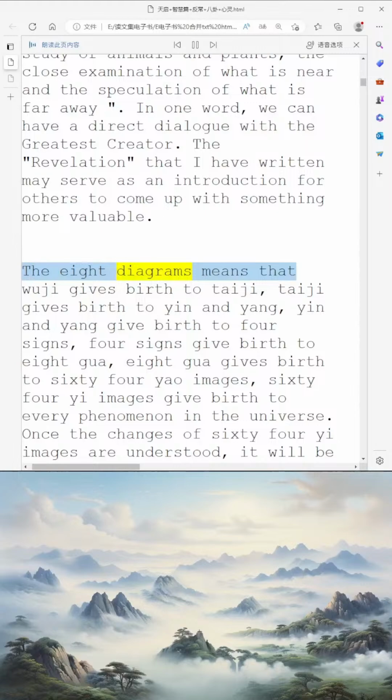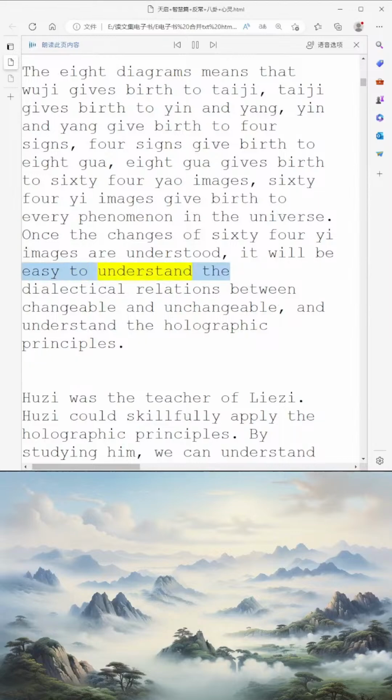The 8 diagrams means that Wuji gives birth to Taiji, Taiji gives birth to Yin and Yang, Yin and Yang give birth to 4 signs. 4 signs give birth to 8 Gua. 8 Gua gives birth to 64 Yao images. 64 images give birth to every phenomenon in the universe. Once the changes of 64 images are understood, it will be easy to understand the dialectical relations between changeable and unchangeable and understand the holographic principles.